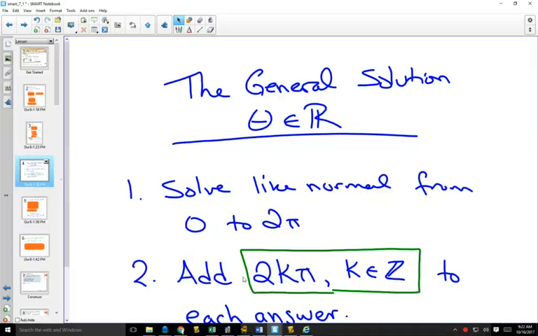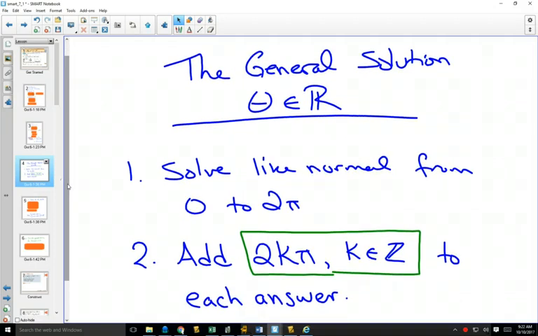Top of page 574, you have some space. You're going to write these 2 steps for the general solution. So whenever they say solve the general solution, or they say the domain is theta belongs to all real numbers, step 1, you're going to solve it like normal.